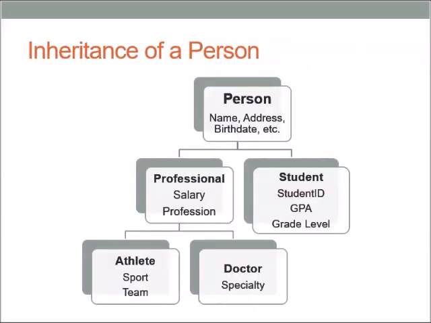So inheritance of a person. Here's another example. Person is very general. So person might have a name, address, birth date, etc. Those would all be attributes of your person class. Now, if the student class had the person class as its superclass, then the student would also get a name and an address and a birth date, but they would also have other attributes such as student ID, GPA, grade level, etc. And you can go down the ladder and continue with the chain of inheritance.